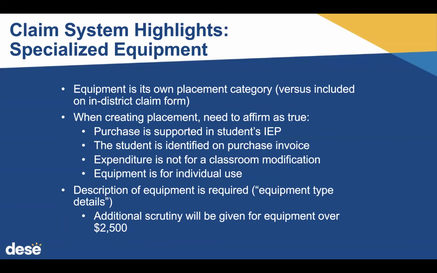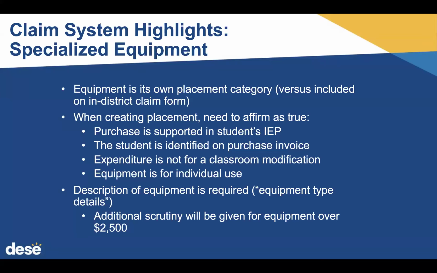Equipment is now in its own placement category, unlike the old claiming system, which required districts to report equipment on an in-district claim form. The claim system has a section where the district has to affirm the information described in the slide, including documentation in the student's IEP, identification on the purchase invoice or somewhere in the requisition documentation. The expenditure is not for a classroom or other building modification, and the equipment is for that student only.